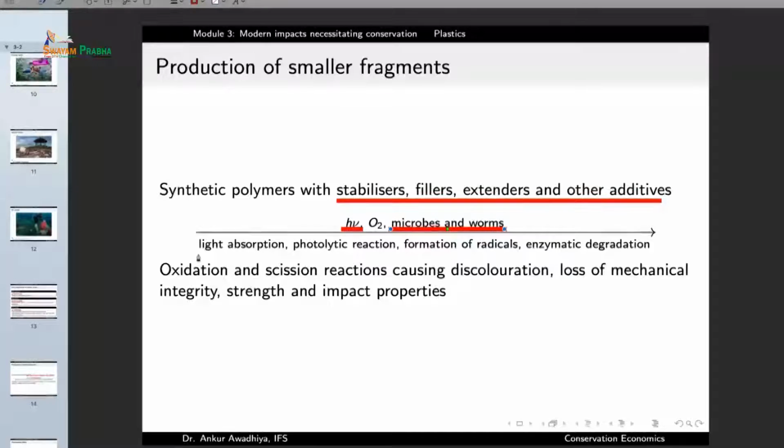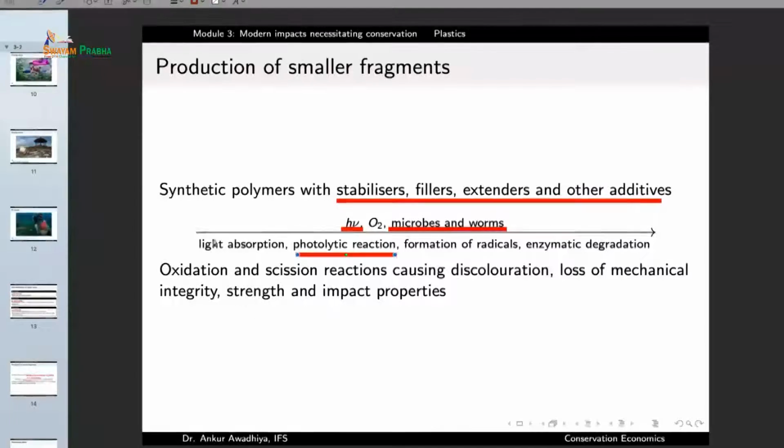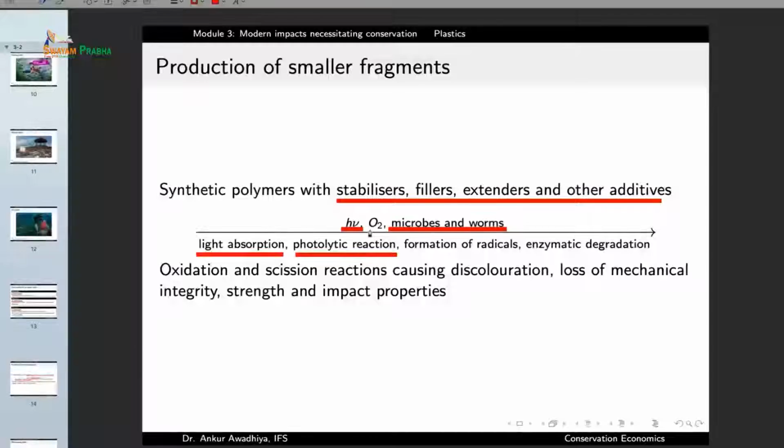We have the absorption of light, especially UV light. And when the light is absorbed, you can have a photolytic reaction. Now, photo means light, and lysis is breakdown. So this is a reaction in which there is a breakdown because of the light. In certain other conditions, when light is absorbed, it also leads to the heating up of the material. And if there is differential heating, that will lead to some expansion and contraction, which may lead to more fragmentation in these plastic particles.